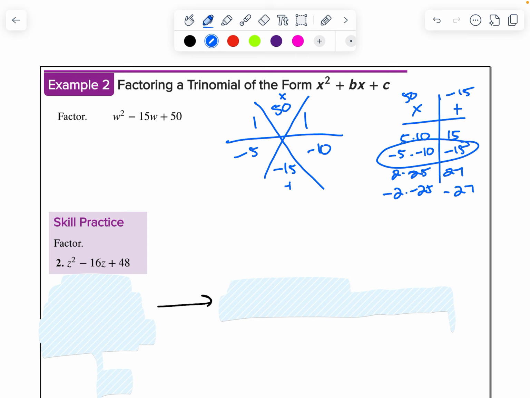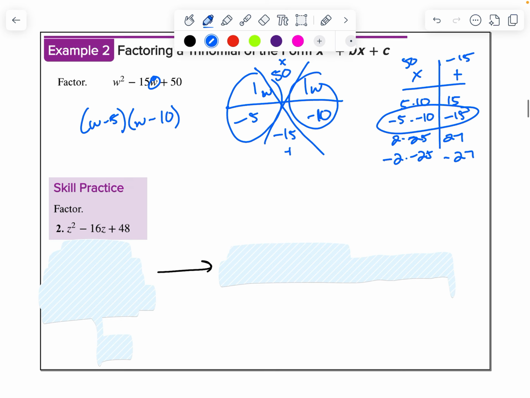Again, if you had written it as negative 10 and negative 5, that's perfectly fine. The variable at hand here is a w. So my factors are w minus 5, w minus 10. Pause the video and see what you can do here.